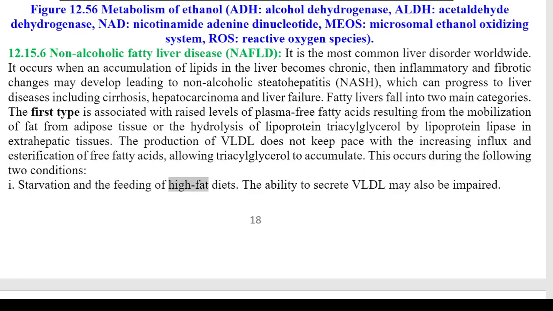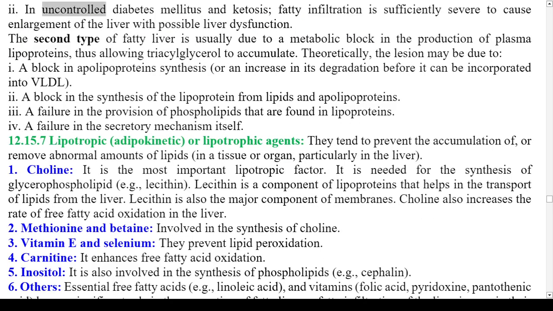Starvation and the feeding of high-fat diets. The ability to secrete VLDL may also be impaired. 2. In uncontrolled diabetes mellitus and ketosis, fatty infiltration is sufficiently severe to cause enlargement of the liver with possible liver dysfunction. The second type of fatty liver is usually due to a metabolic block in the production of plasma lipoproteins, thus allowing triacylglycerol to accumulate.